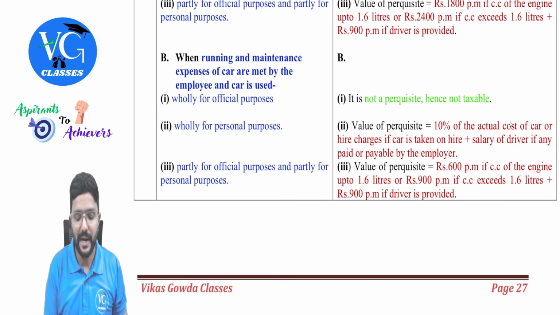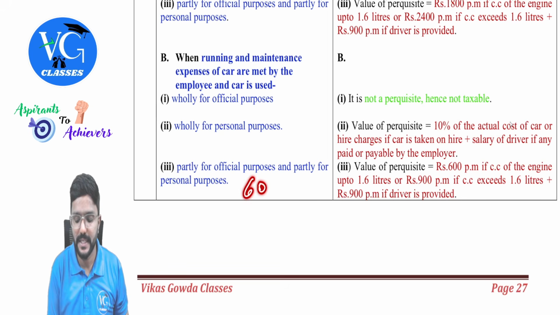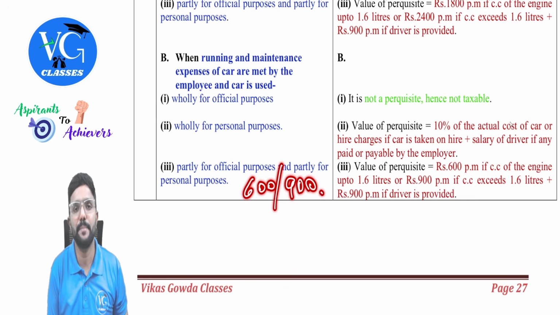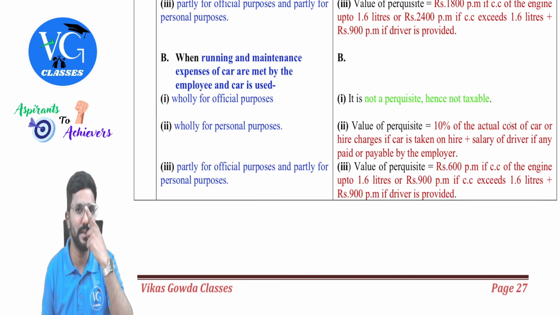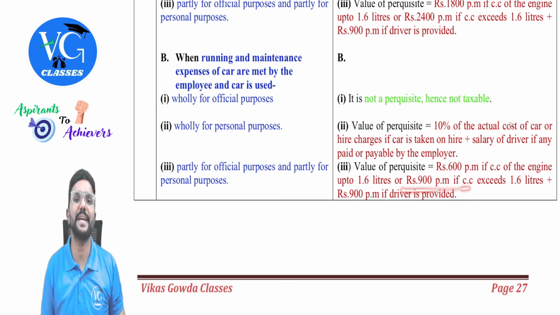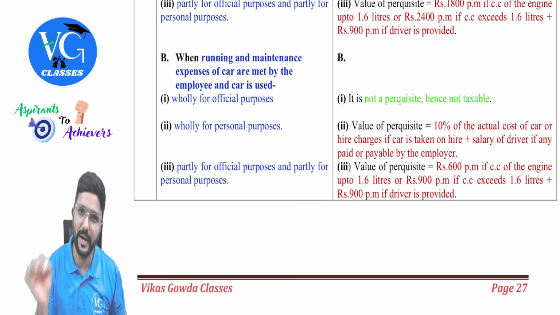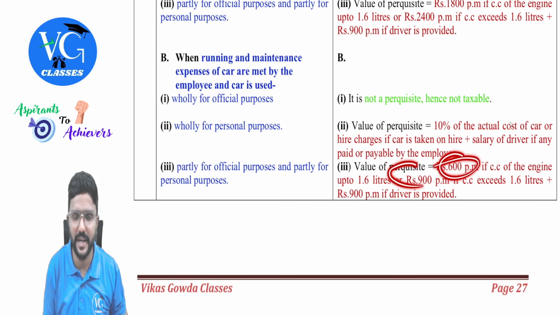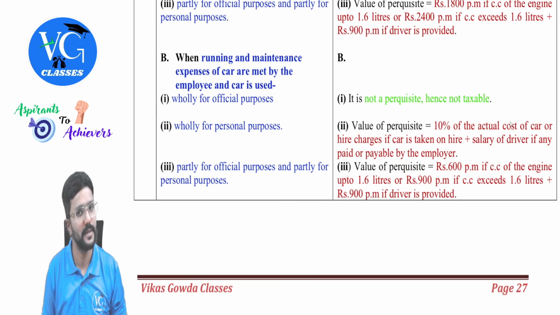Okay, sir. Last one. Partly for office and partly for personal purpose. Then we need to take 600 or 900 per month, depending upon the CC of the car. If the CC of the car is up to 1.6 liter, then we need to take 600 per month. If it is more than 1.6 liter, then we need to take 900 per month. And if by chance driver is also provided, for whatever value we already got, that is 600 or 900, we should also add 900 per month for driver element.